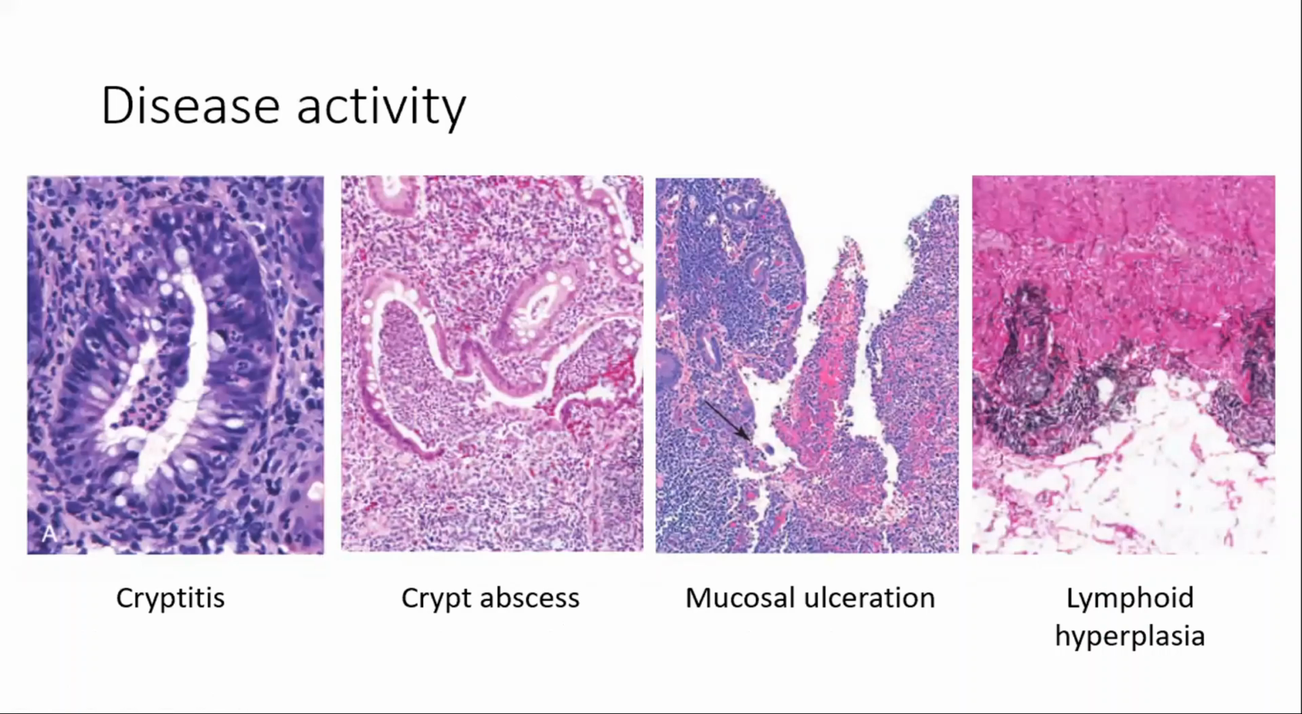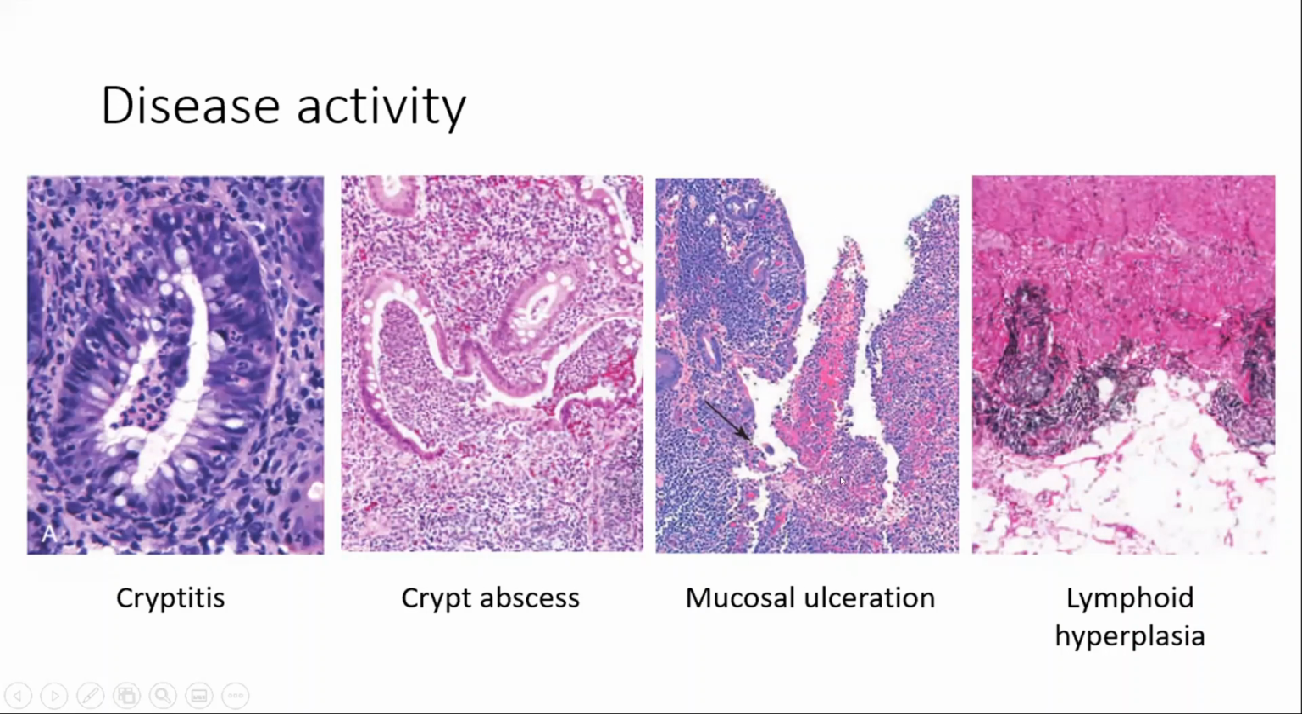So usually in IBD, we look for the chronicity, and then we look for the disease activity. So we look for cryptitis, where we see intraepithelial neutrophils. So this is a gland or crypt with neutrophils. This is crypt abscess, where you can see an aggregate of neutrophils within the lumen, like this, until the crypt is distorted and ruptured. So, crypt abscess.